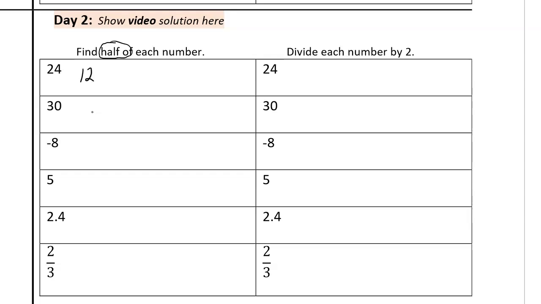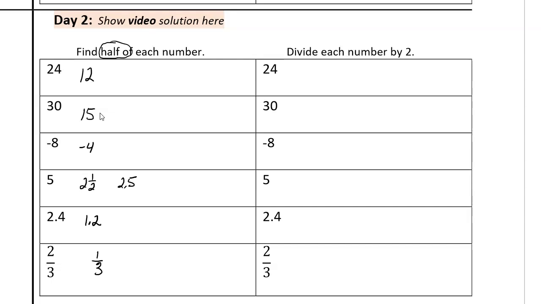Half of 30, that's 15. Half of -8 is -4. Half of 5 is 2.5, or you could give the decimal version, 2.5. Half of 2.4 is 1.2. Half of the 2 is the 1, half of the 4 gets you the 2. Half of 2/3 is 1/3.